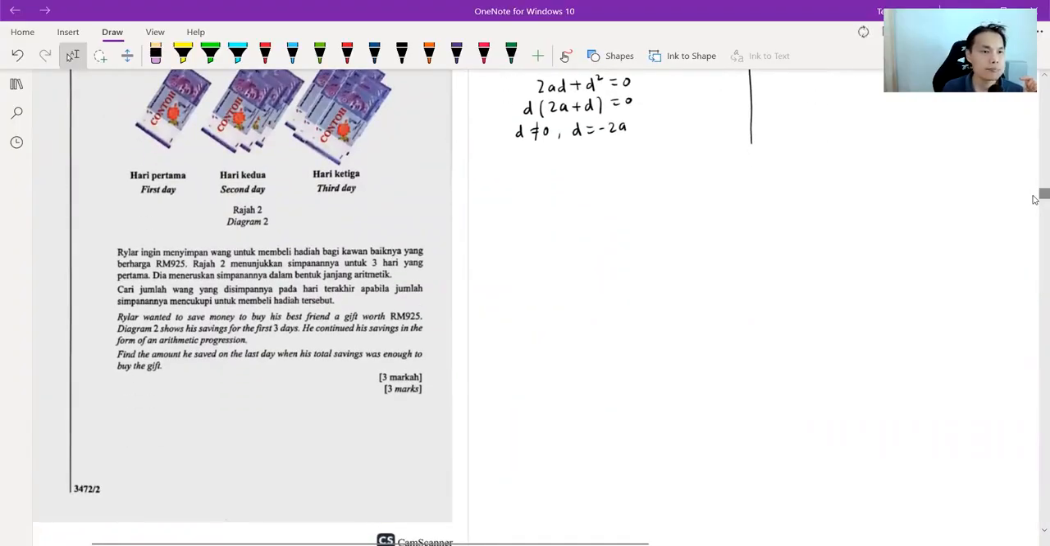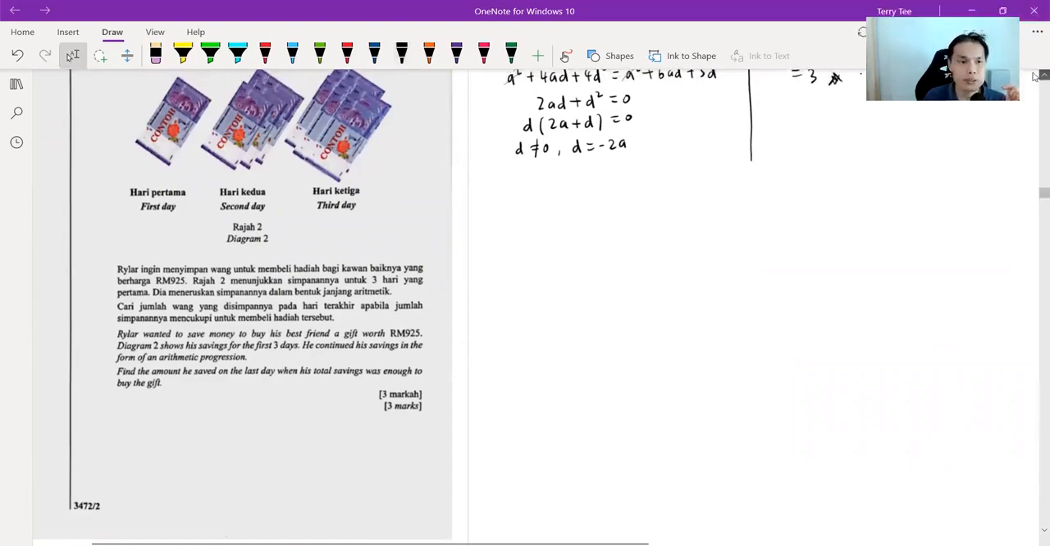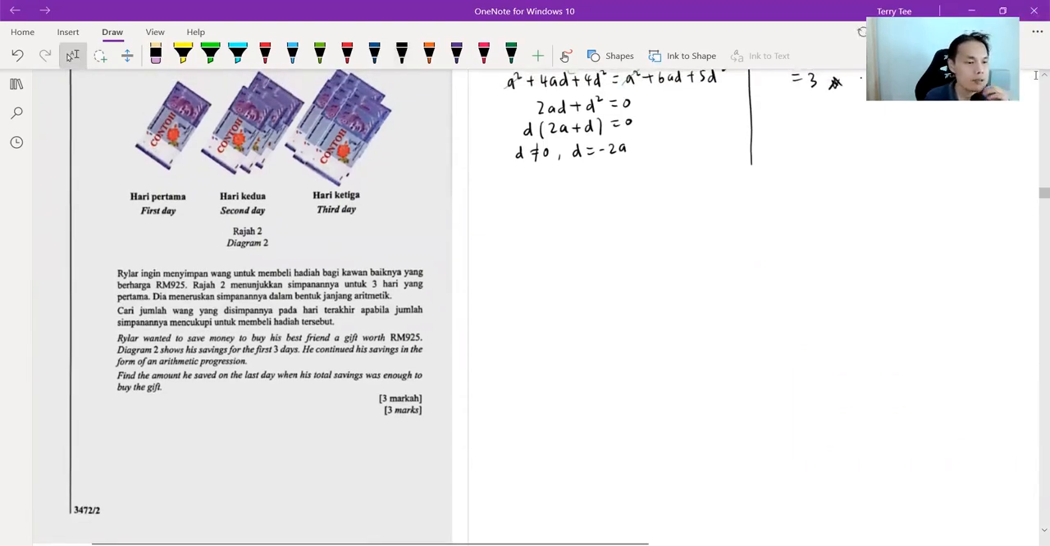Now, okay, perhaps I move this a little bit up because you're going to see the money. Now, Raila wanted to save money to buy his best friend a gift worth 925. So the diagram shows that he's saving for the first 3 days.